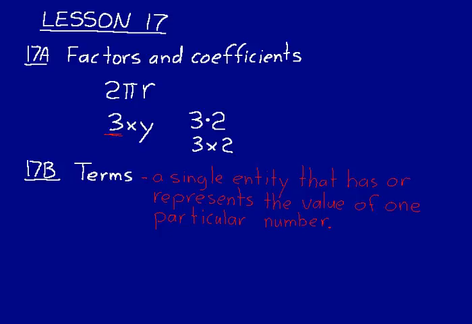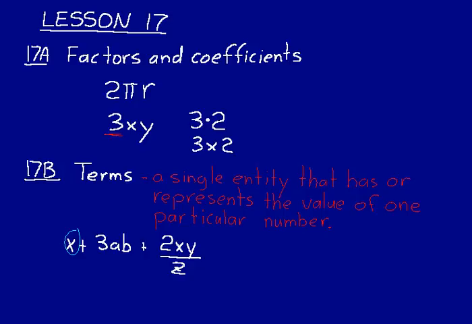Now terms. I have this definition written here: a term is a single entity that has or represents the value of one particular number. For example, all those evaluate problems that we've been doing, you could think of those as terms, because we get one answer for each one, or one particular number they represent. For example, in this expression that I have written here, there are 3 terms. The x could be considered a term because it is a single entity that has or represents the value of one particular number.